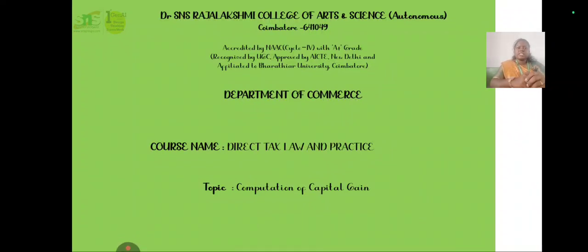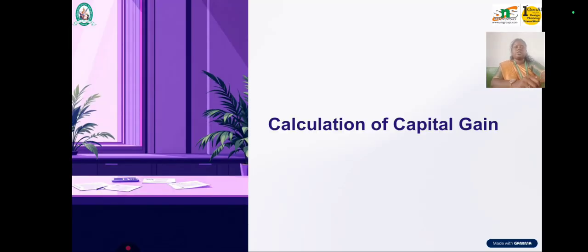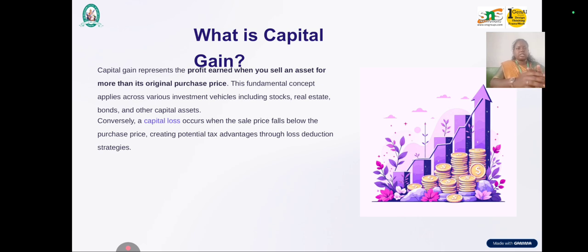So today we can see the lecture series continuation on the second topic, computation of capital gain. So first we can see what is capital gain. Capital gain represents the profit earned when you sell an asset for more than its original purchase price. This fundamental concept applies across various investment vehicles including stock, real estate, bond and other capital assets.